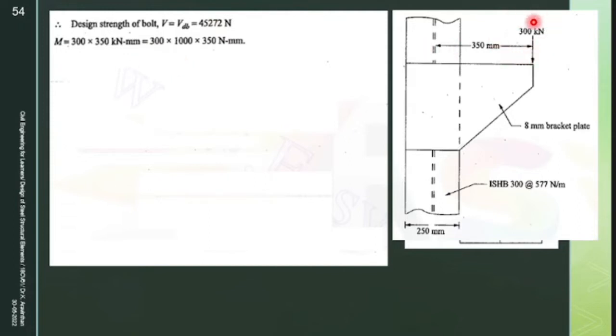If any force is acting outside the axis, the column axis, how to find the moment? Force into this distance. So your force is 300 into 350. Now this force is in terms of kilonewton, so it is converted into Newton. So 300 into 1000, which will be in terms of Newton, into this 350, which is 105 into 10 power 6. The next thing is you have to find the number of bolts required.